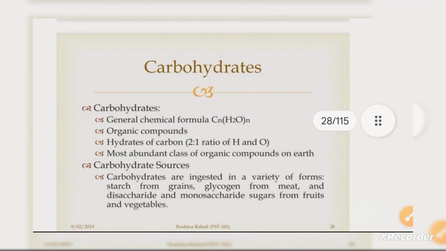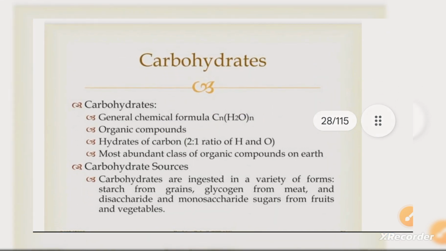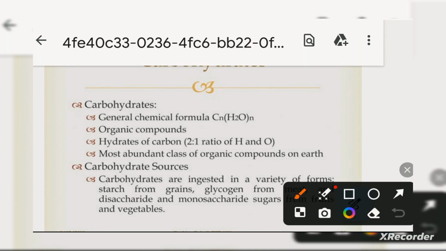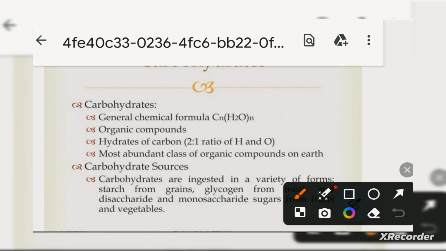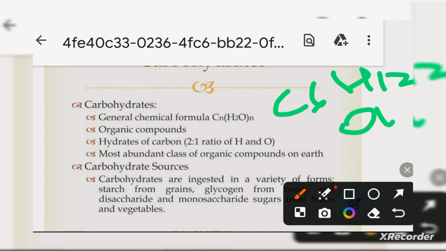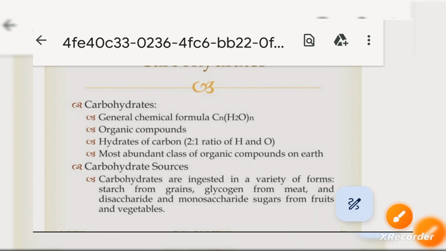Carbohydrate general chemical formula is CnH2nOn, for example C6H6O6, C6H12O6. Clear? It is the formula of glucose. See the slide. C6H12O6. Second, it is an organic compound, a hydrate of carbon.